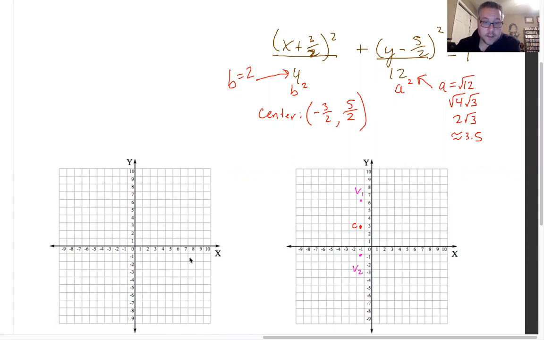Okay, let me change colors again. Now we'll do the co-vertices. So the B value was 2. So that would be 1, 2 to the left because we're in the x or the horizontal way, and 2 to the right. Those are my co-vertices. Now we can sketch in the ellipse if we want. Something like that.